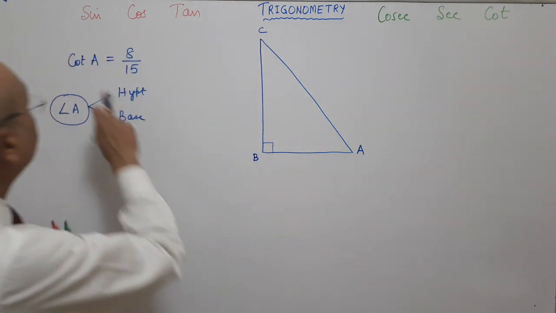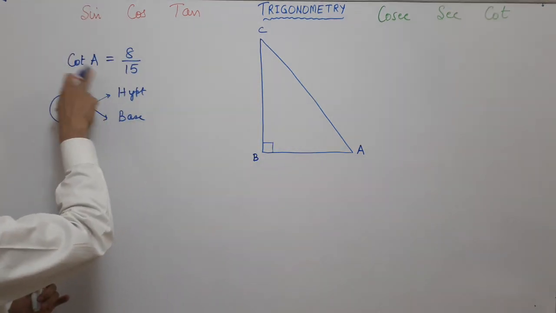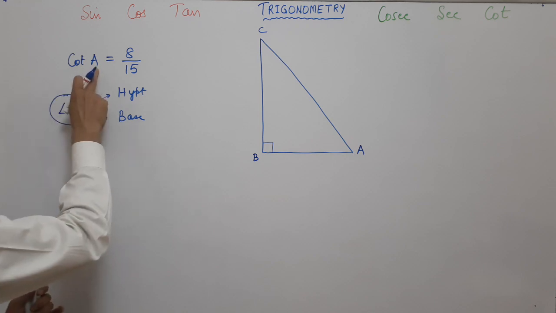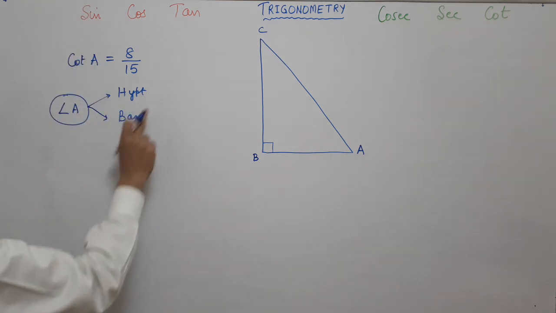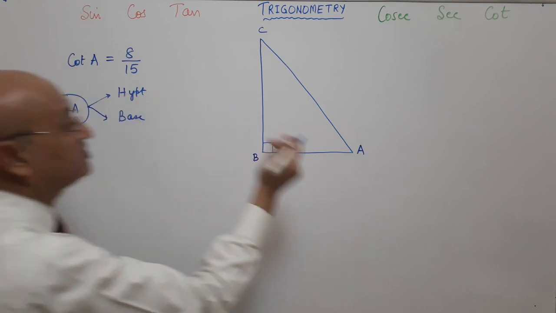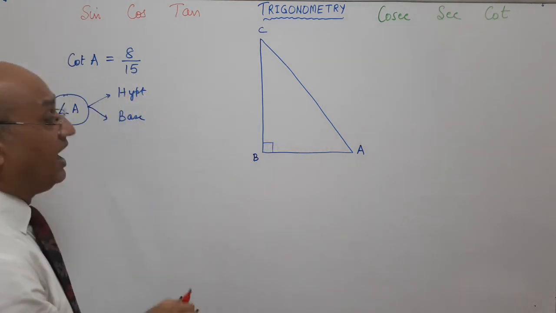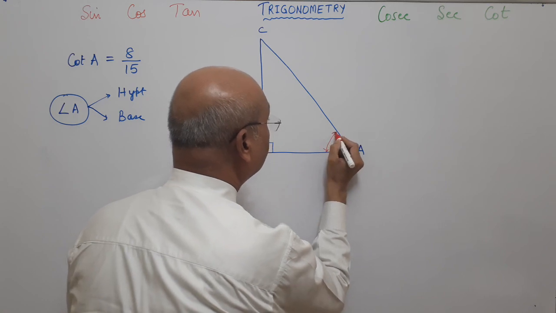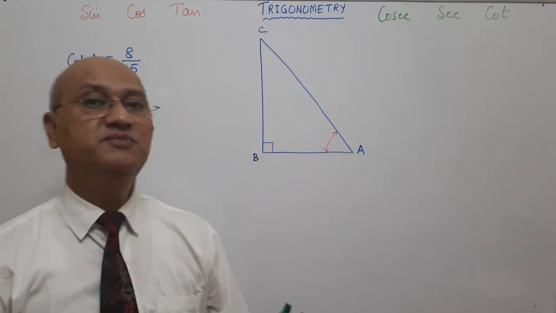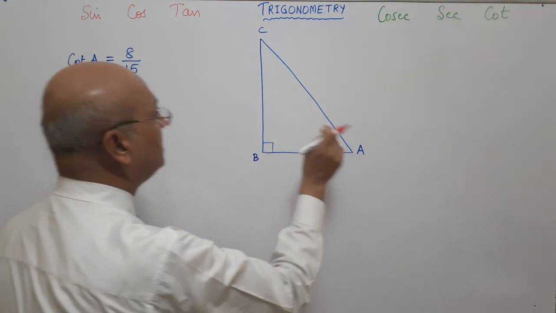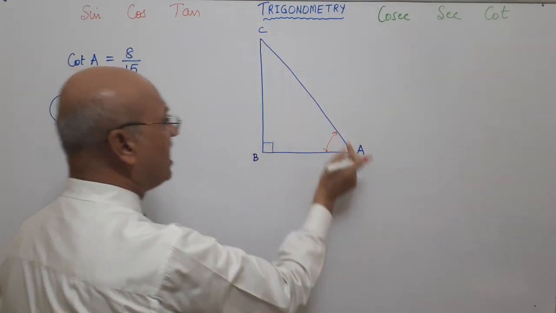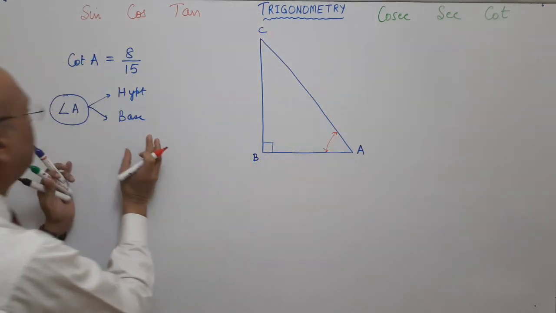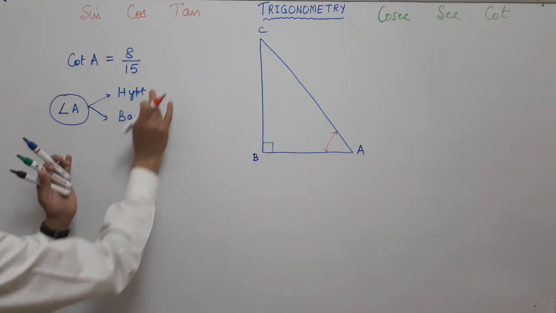Now here we see that cot A is associated with angle A. So angle A will be made up of hypotenuse and base. Now see angle A. This is angle A. Every angle is made up of two sides. Here angle A is made up of AC and AB. And here we have decided angle A will be made up of hypotenuse and base.